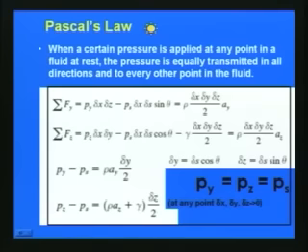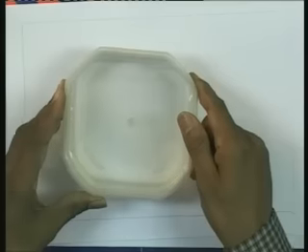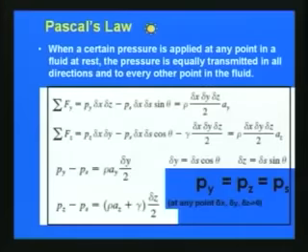Now, with respect to Pascal's law, if you consider the fluid at a particular point, you can see that delta x, delta y and delta z will tend to 0. So we can see that Py is equal to Pz is equal to Ps, as shown in this slide. That means the pressure at any particular point is the same in all directions. If you consider the pressure at a particular point in all directions, it will be the same according to Pascal's law.